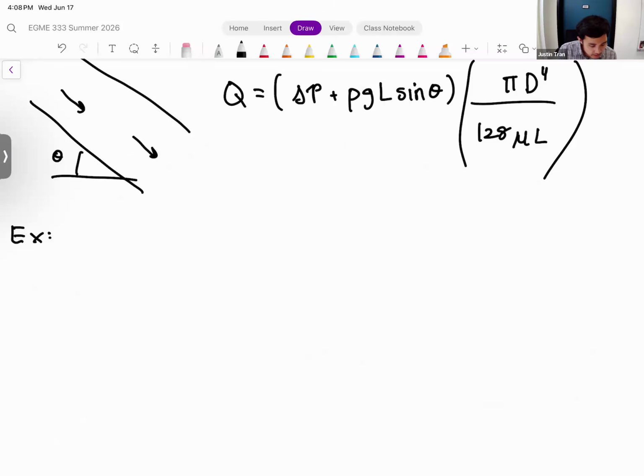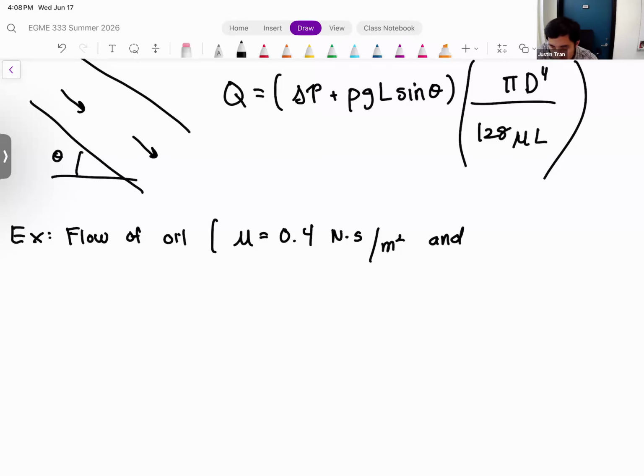Okay, so for this example, let's consider the flow of oil in a pipe. Okay, so our oil here is going to have a dynamic viscosity of 0.4 newton second per meter squared. And we'll have a density that's slightly less than water, which is common for oil. So the density here will be 900 kilograms per meter cubed.